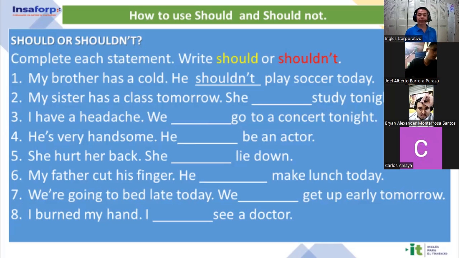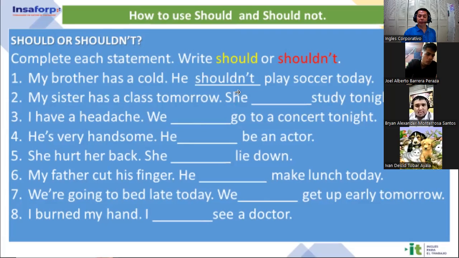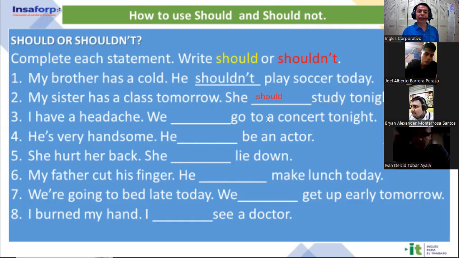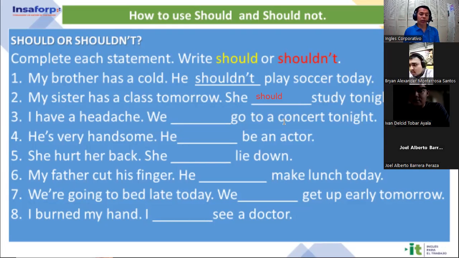So we're going to start with Ivan. Please, Ivan. My sister has a class tomorrow. She should study tonight. Very good. Excelentoso. Very good.